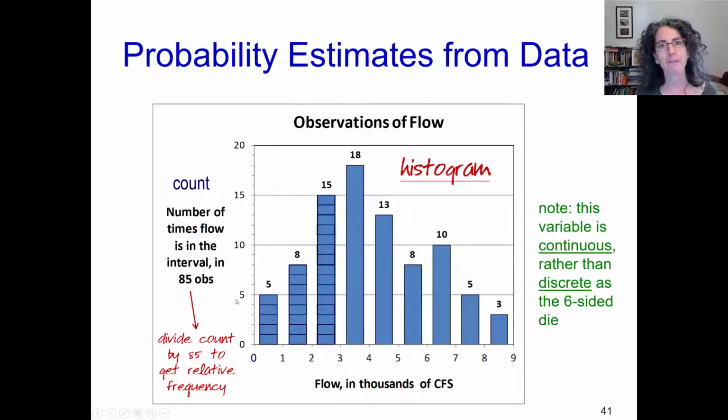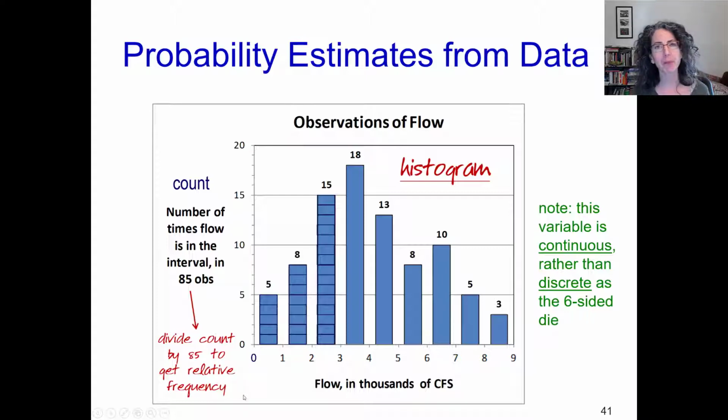And on the next tab, we have the histogram. So now on the horizontal, we have flow in thousands of CFS. So we've taken off those zeros. And between 0 and 1000 CFS, we have our 5 values. Between 1 and 2000, we have our 8 values. And we have the rest of those intervals counted up as well. So this is a count histogram. If we wanted to see relative frequency, we would divide each of these counts by the 85 member sample size.